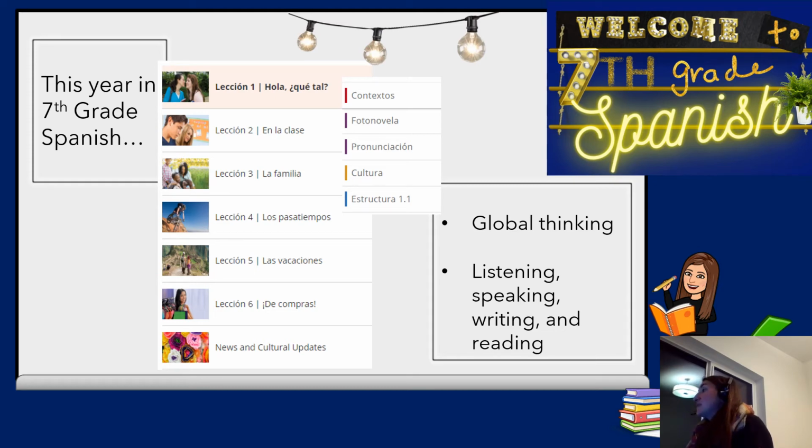Students will practice their skills as global thinkers and learners. And for each part of our class, students are listening, they're speaking, they're writing, and they're reading and practicing those skills, especially with doing audio recordings and video recordings of themselves speaking the language.